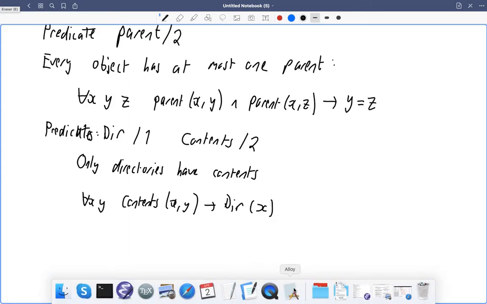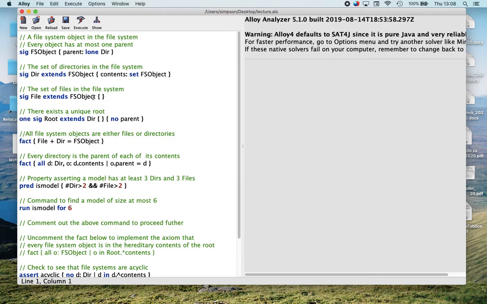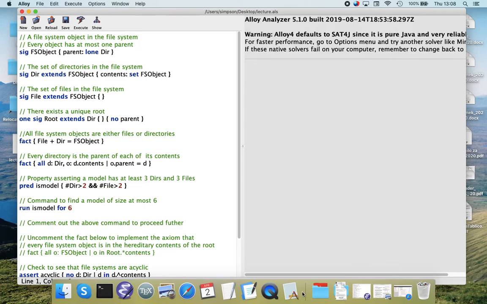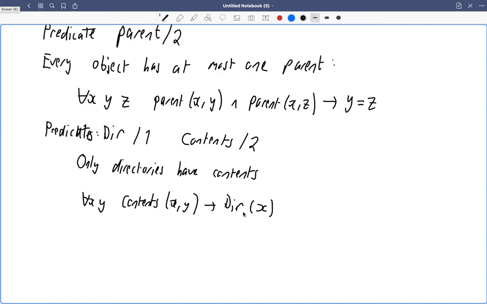Okay, go back to the analyzer. So we're also going to have another set of things called files. And there's no axioms at all about files, so we're just adding that to the signature. So far, no axioms about files. We've got a predicate file, of arity 1.